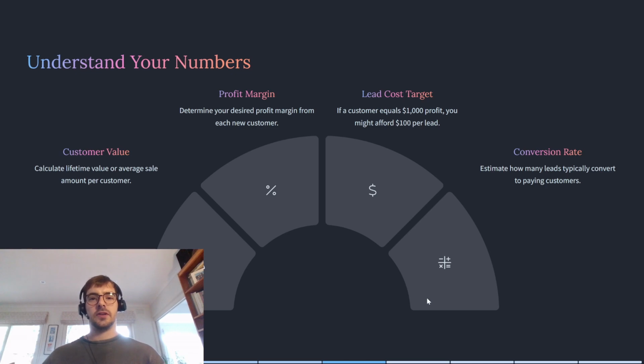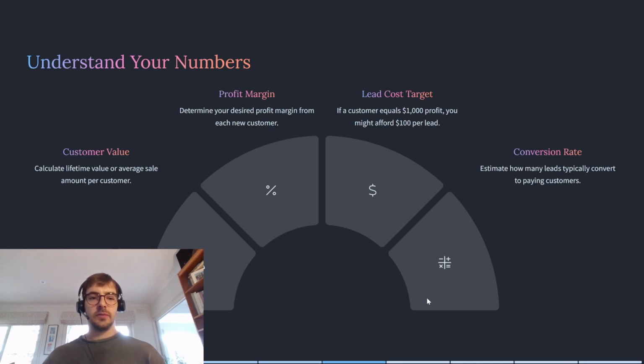So the numbers you've got to understand are your customer value. You've got to know how much money on average you get from a customer over the lifetime. So if you just do one service, then that's that service. But if you do lawn mowing maintenance, then you've got to calculate how many months on average your customer will stay, and then calculate it from that.